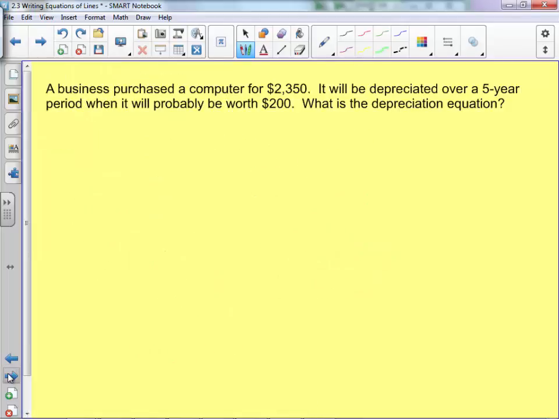Now we're going to go into some applications of these. So we buy a computer for $2,350. It depreciates over 5 years, and at the end it's worth $200. So total, how much money did it decrease? Well, all we have to do for that is subtract. So it went down a total of $2,150.